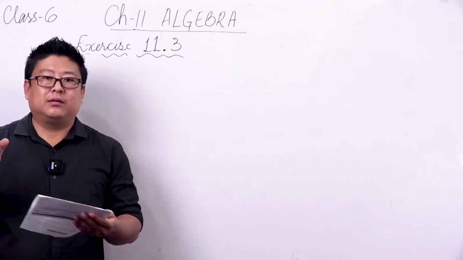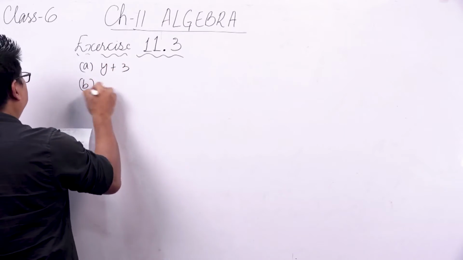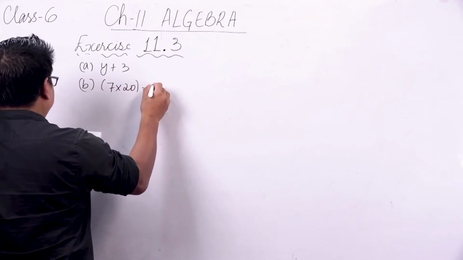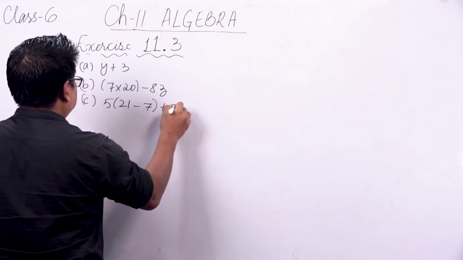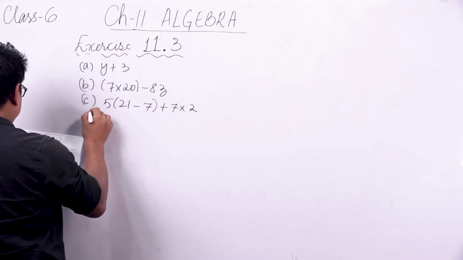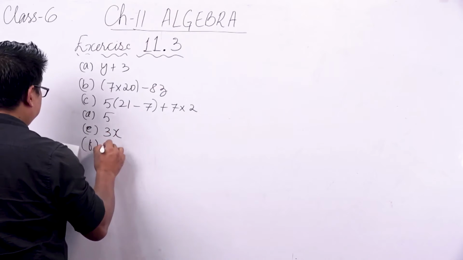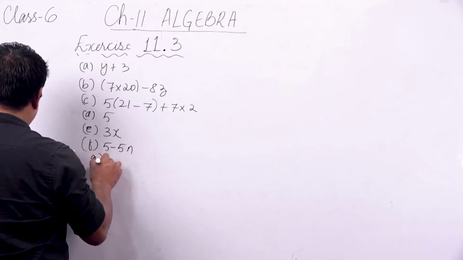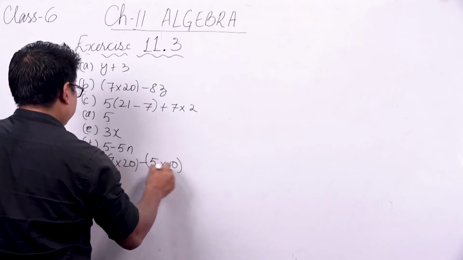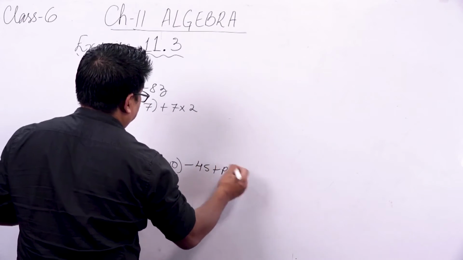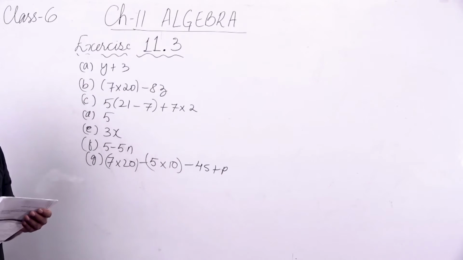Now, there are some expressions given. A, y plus 3. B, 7 into 20 minus 8z. C, 5 into 21 minus 7 plus 7 into 2. D is given 5, E is given 3x, F is given 5 minus 5n, and G is given 7 into 20 minus 5 into 10 minus 45 plus p. Now the question is, which out of the following are expressions with numbers only?